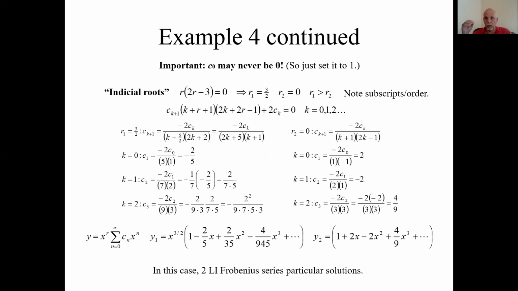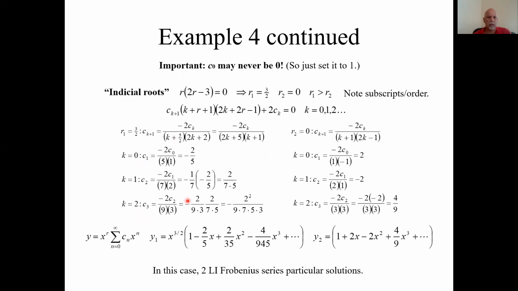We have two different r's, so we go through the process for each different r. For the larger indicial root, that's when r equals 3/2. Plug it in here, and it algebraically simplifies a little bit so we can use all whole numbers. That gives us a recursive relationship. I won't go through the arithmetic. Here are the first 3 terms after c sub 0.